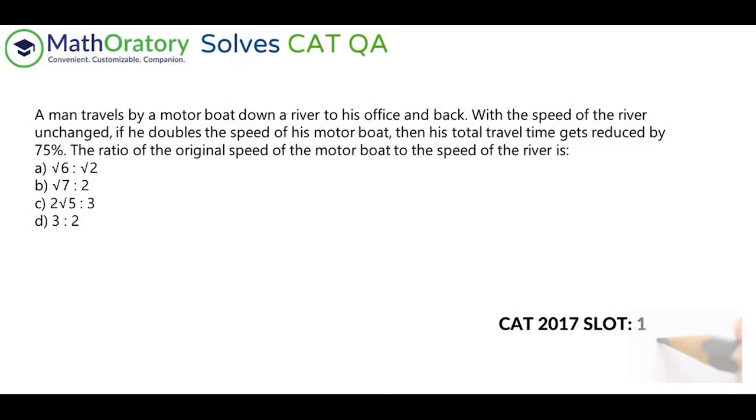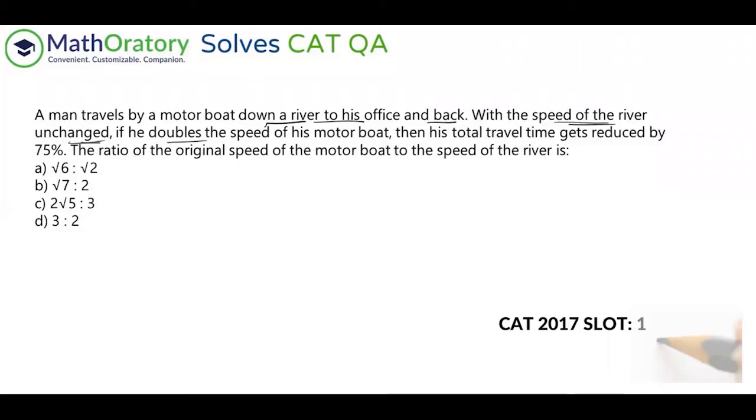Okay, so we have an upstream downstream problem. In this, it's mentioned that the man is traveling by a motorboat down a river to his office and then back. So effectively downstream in one direction, upstream in another, of course, because the river will always flow in the same direction, with the speed of the river unchanged.